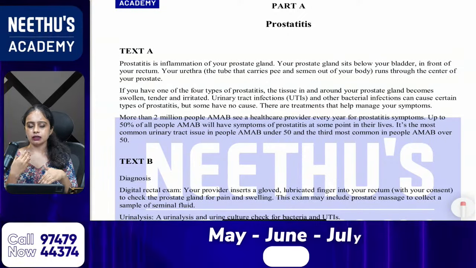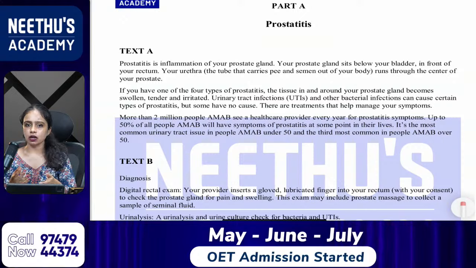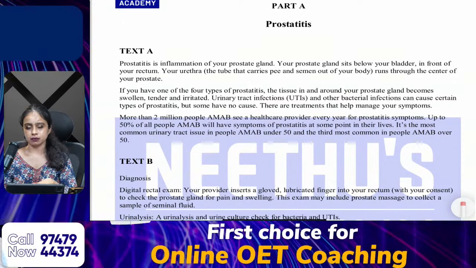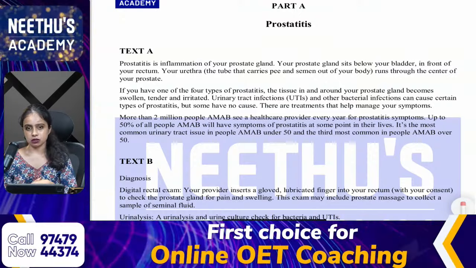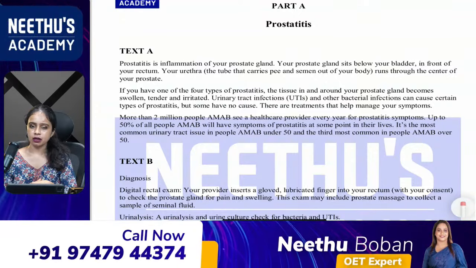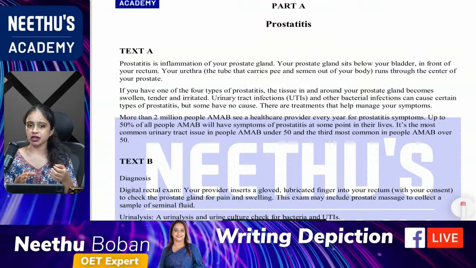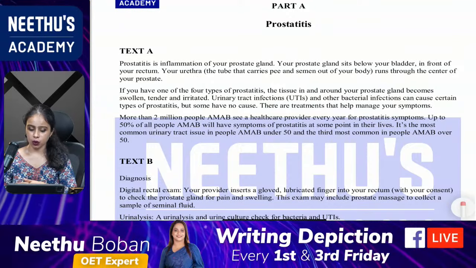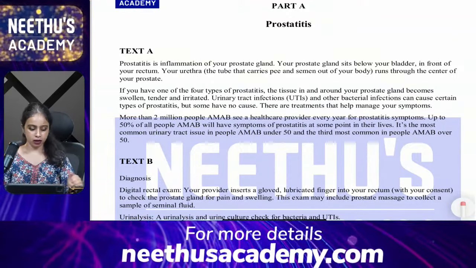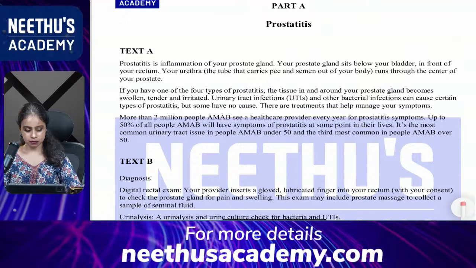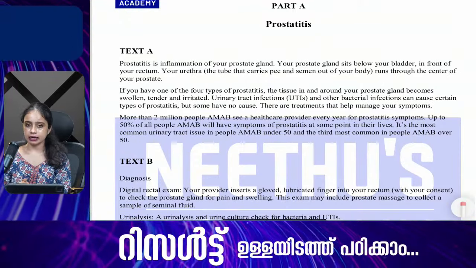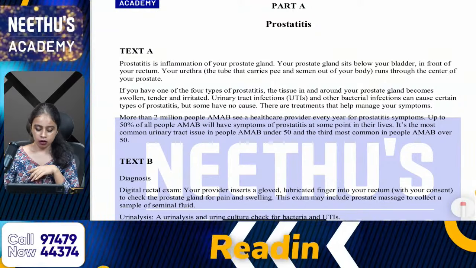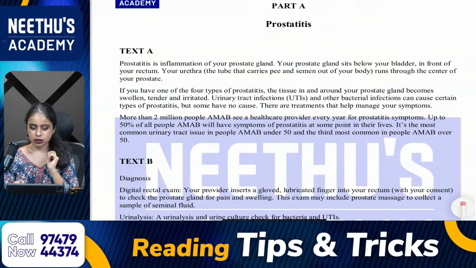When you come to text D, maybe it's all about the outcome, the result, the treatment options. So if you are doing additional materials every day, you will understand their pattern. Hope it is clear. Now let's read these 4 texts and underline the important words from each text. So, text A.